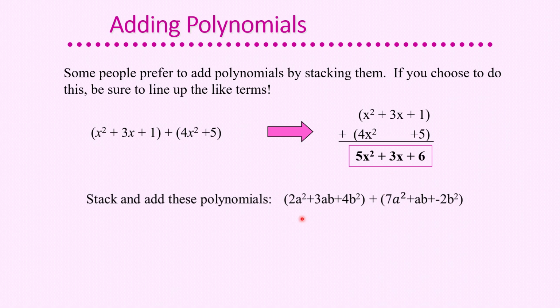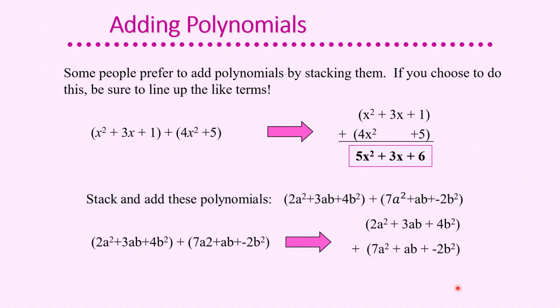We have 2a squared plus 3ab plus 4b squared, plus 4a squared plus ab plus negative 2b squared. By stacking together, we have 2a squared plus 3ab plus 4b squared, plus 4a squared plus ab plus negative 2b squared. Since there is a negative here, we subtract, following the rules of integers. If they are like terms, we add and copy the sign of the larger number. Since our larger number is 4 and it's positive, it follows that the sign is also positive.